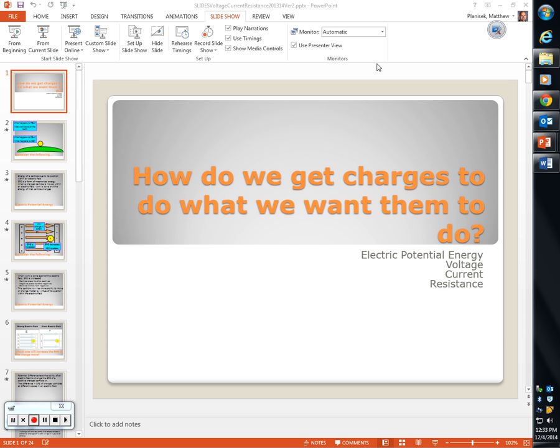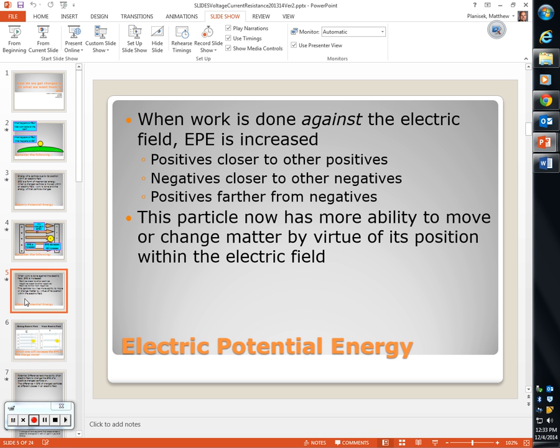All right, so here we go. Over the past couple of days, we've been working through this presentation called How Do We Get Charges to Do What We Want Them to Do? Those three headings: electrical potential energy, voltage, current, resistance. We started off with the fact that it's talking about charges, and what do we want them to do implies that they can do stuff. And we said that there's an energy factor that we talk about here, and that energy that we discussed was electric potential energy.